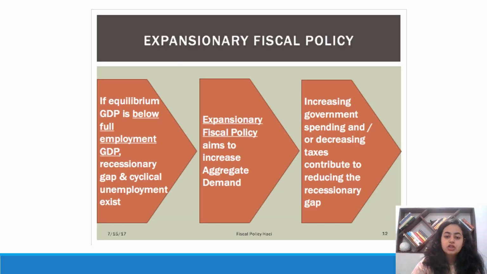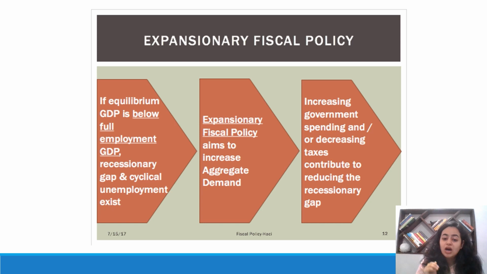So let's talk about the expansionary fiscal policy. If the GDP of the economy is below the full employment, then there is a recessionary gap that exists, or there is some unemployment, because we are saying that it is below the full employment level. So there is some gap or some unemployment existing in the economy. So expansionary fiscal policy is trying to do what? It is trying to overcome that gap. How will it overcome that gap? If it will increase the aggregate demand.